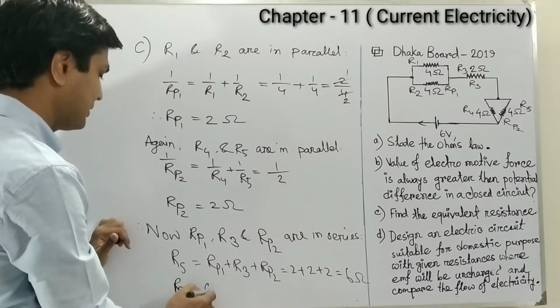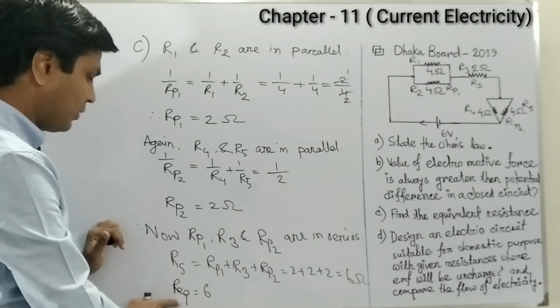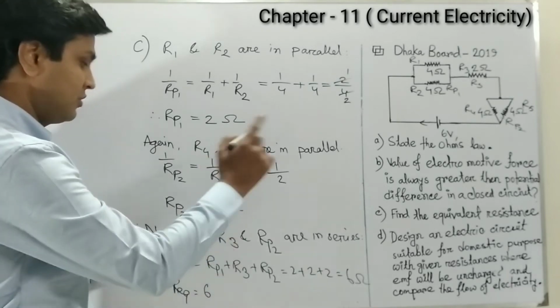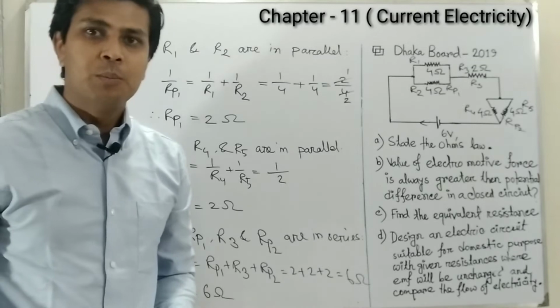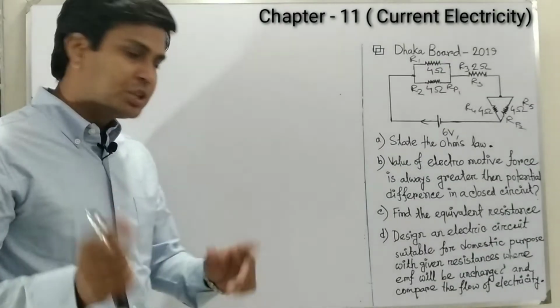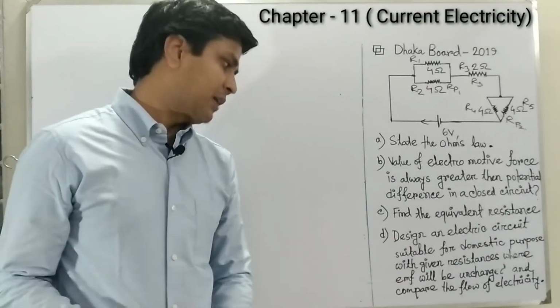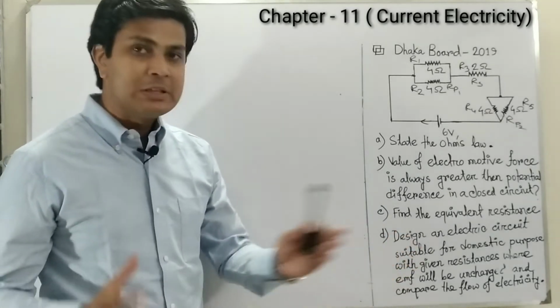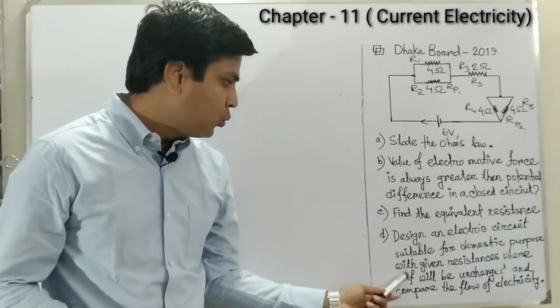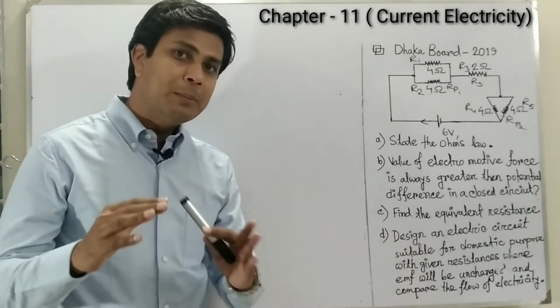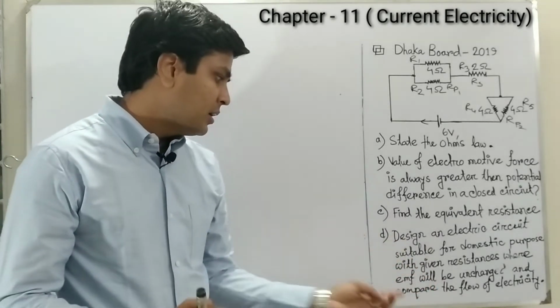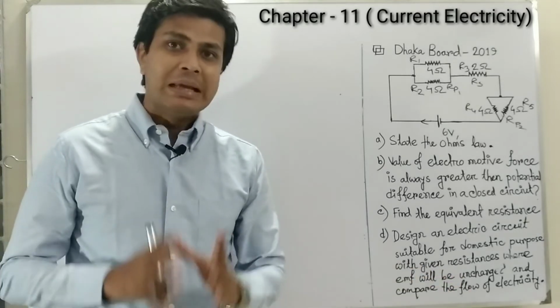R equivalent is Req. Req means equivalent resistance. So the equivalent resistance of the circuit is 6 ohm. Hope you have understood. Question number D. The question is, design an electric circuit suitable for domestic purpose with given resistance where electromotive force will be unchanged, and compare the flow of electricity.